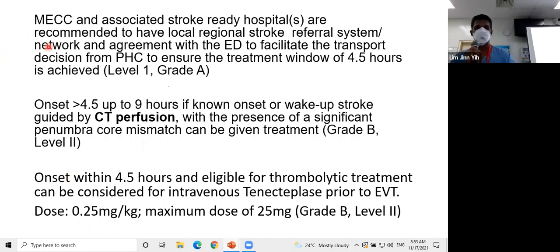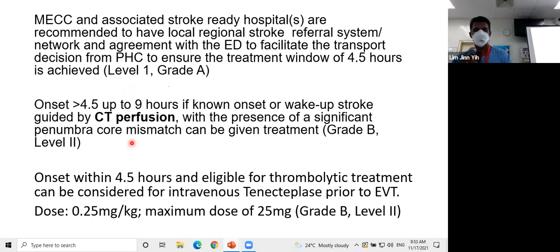They suggest for MECC to have stroke-ready hospitals, recommend having a local regional stroke referral system, and then make a decision from the door to ensure that the treatment window is within 4.5 hours. I think this one we already have, our own stroke hospital here, so I think we have already achieved this. And this is the next one.